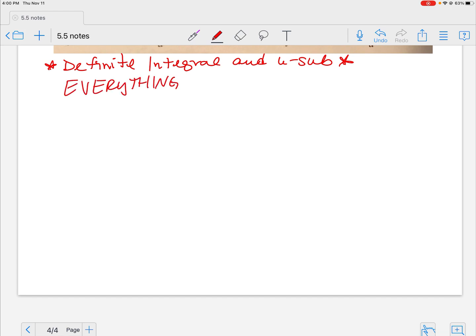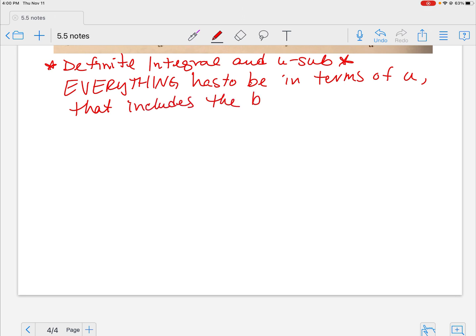Everything has to be in terms of u. That includes the bounds. And I am going to be a stickler on that. I am going to ride you.